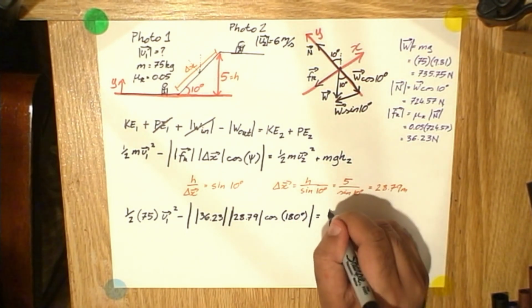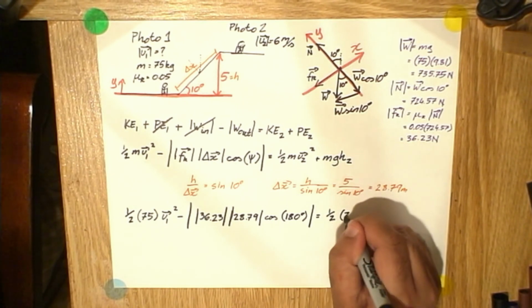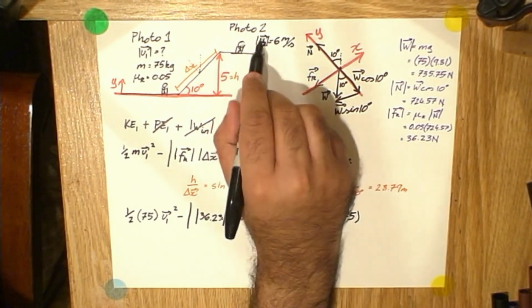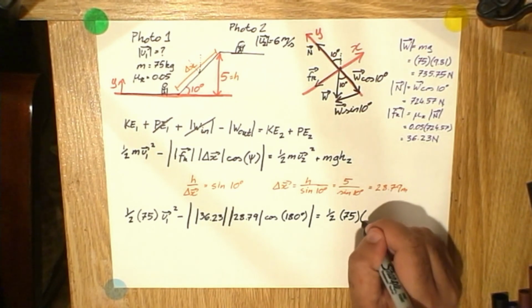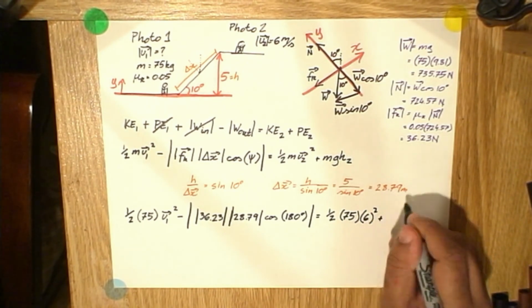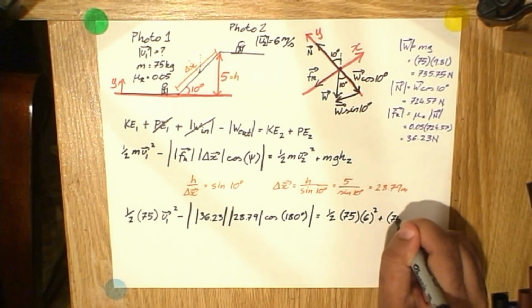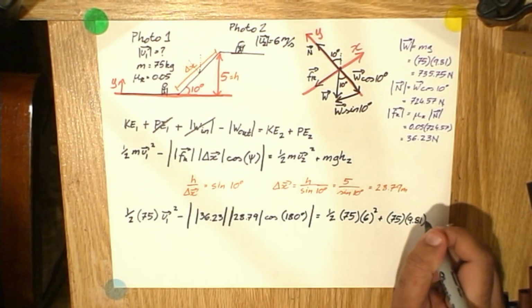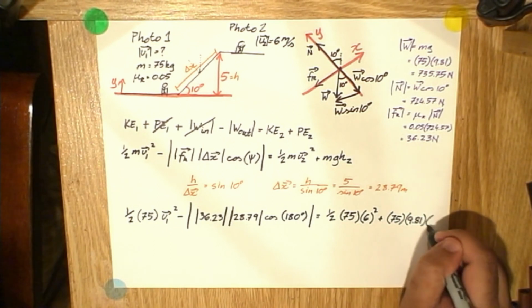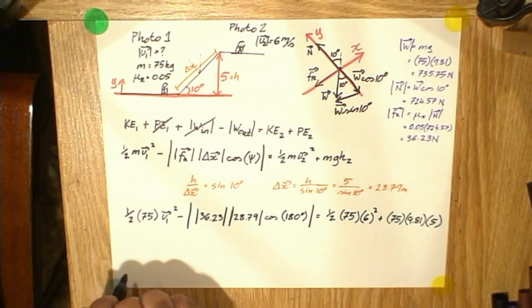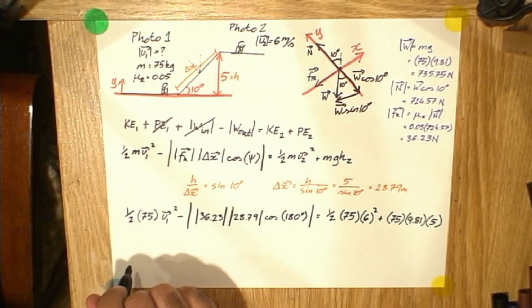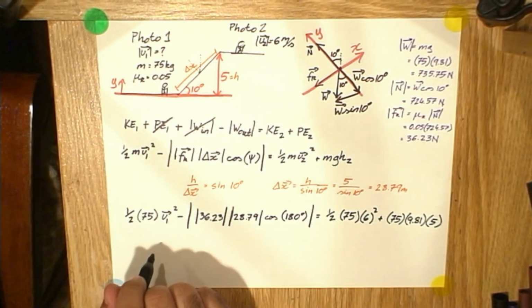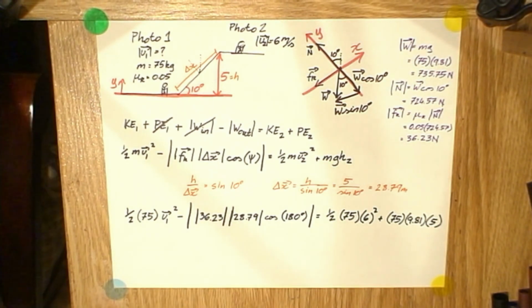All of this is equal to 1/2 times the mass times their final velocity, which was 6, squared, plus mass, 75, times g, 9.81, times the height, which was 5. It's a long equation, but it's very, very solvable. Let's go ahead and see what happens.